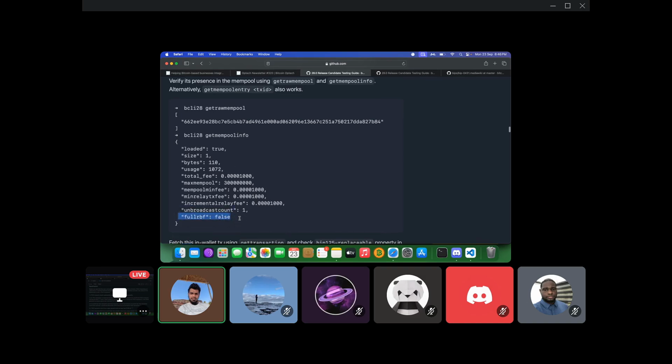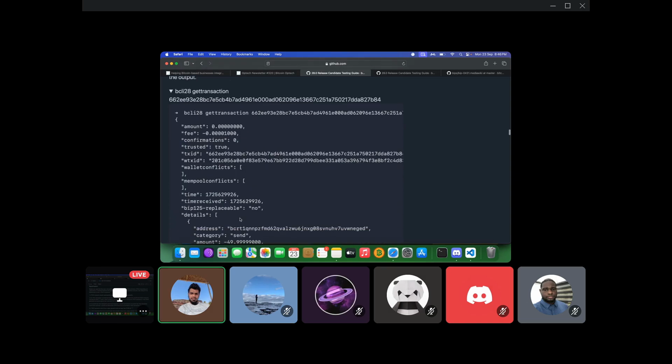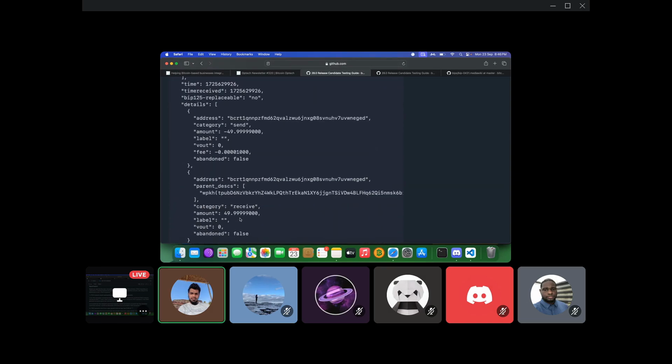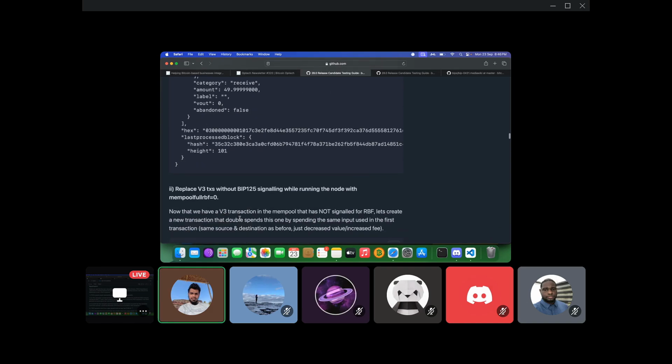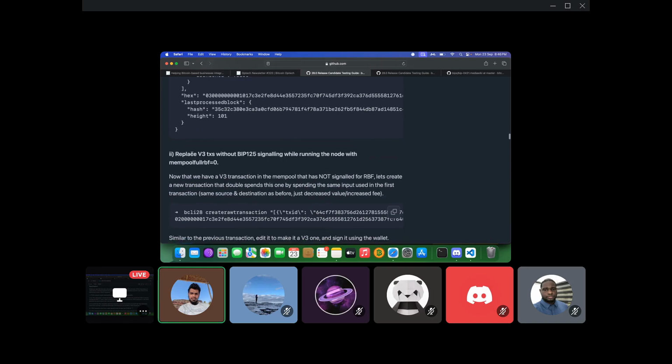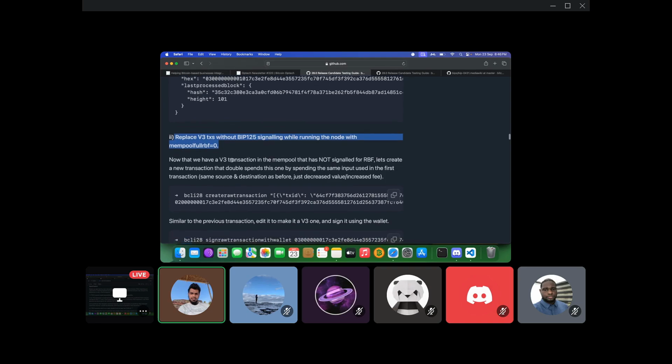So we are making sure that mempool full RBF is disabled, and also we've not signaled for BIP 125 replaceability. Despite that, we will replace this transaction and prove that TRUC transactions, or version 3 transactions, can be replaced by default without signaling or without enabling the mempool full RBF. Now, how do we do that? That's the third step: replace V3 transactions without BIP 125 signaling while running the node with mempool full RBF 0. We've done all of that.